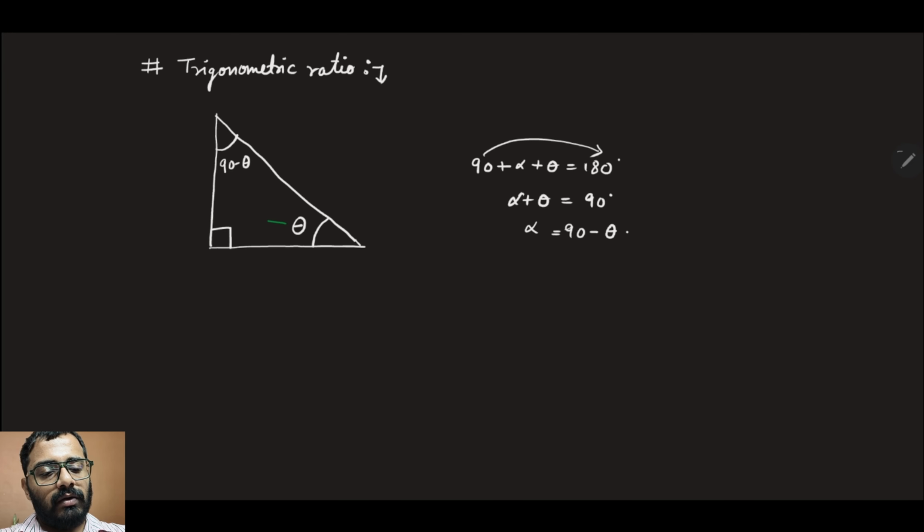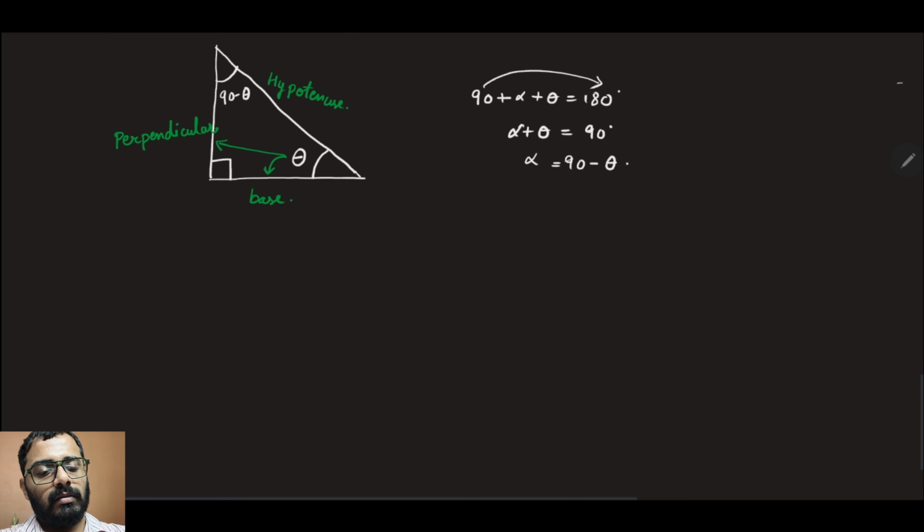So the opposite side of theta, this side, is the opposite one. So this is called here perpendicular. Okay, adjacent to it, just beside it, that will be your base, and the longest side we know, that is called hypotenuse. Okay, I am using abbreviations here, P, B for this one, and H for the hypotenuse.